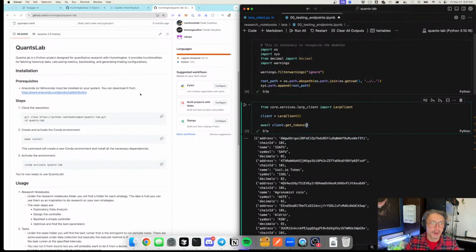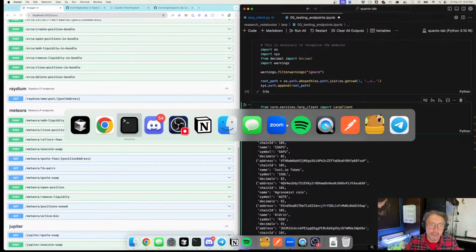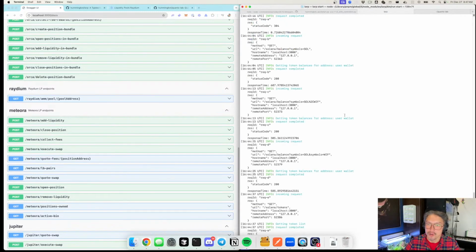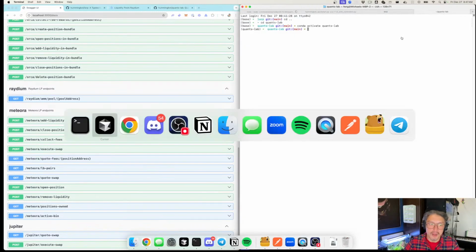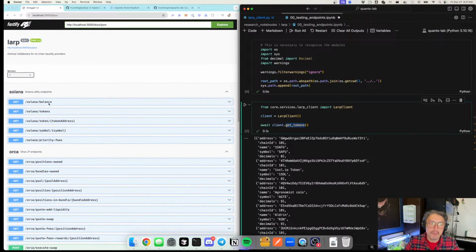Okay, so this one calls the get tokens command. What we're doing now is using Quantlab and calling the LARP API server, which is running here. This get tokens command should return the exact same output as this Solana tokens command.